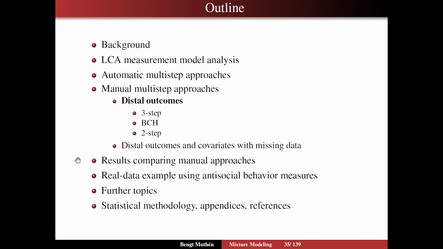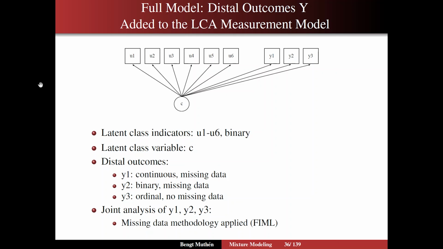So let's take a look at the case where we only have distal outcomes. On slide 36, we show an example of a full model where the measurement model has been added to by 3 distal outcomes. And the distal outcomes here in this case, one variable y1 is continuous and has missing data, and the second is binary with missing data, and the third is ordinal with no missing data.